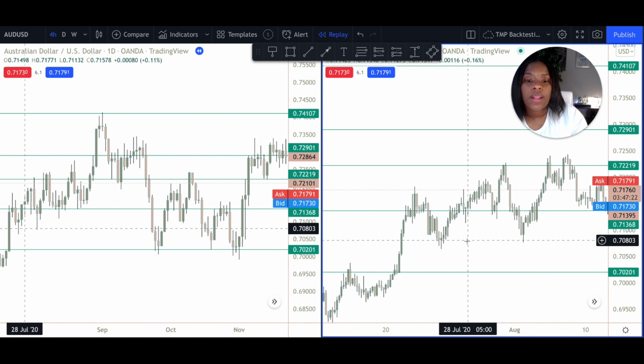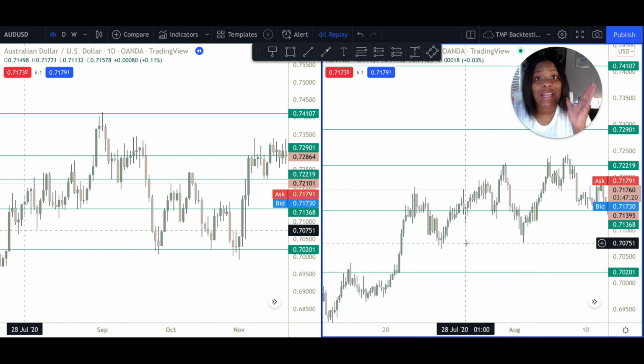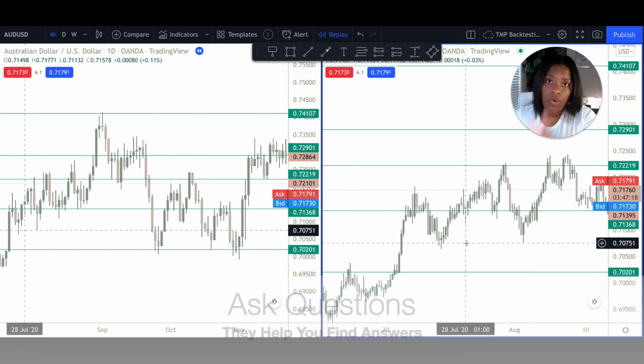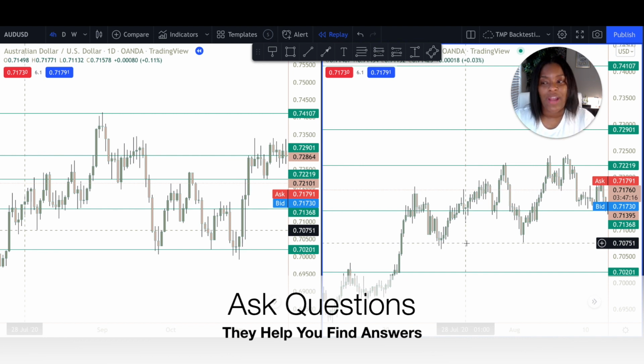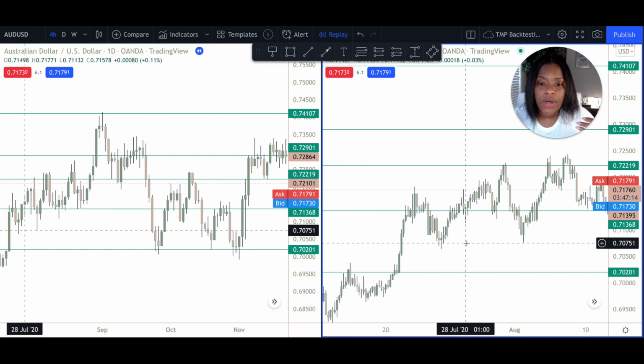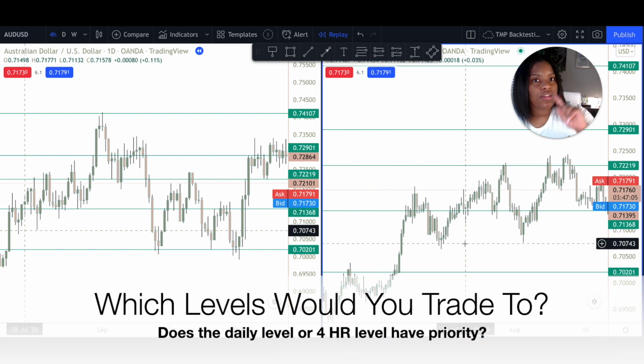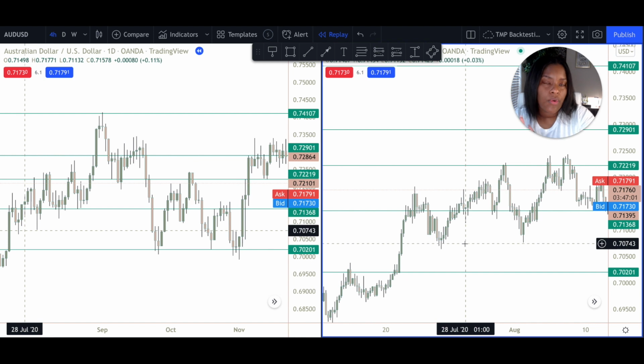Could you put more levels on your 4-hour? Yes, but let's ask yourself questions here, because this is what I love to do in creating strategies. If you put levels on your 4-hour, would you enter on the 4-hour and or the 1 hour, and would you trade to the 4-hour support and resistance line, like from 4-hour to 4-hour, or 4-hour to daily, or daily to daily? What would you do? Because when it comes to creating a trading strategy, these are the questions you have to ask yourself.